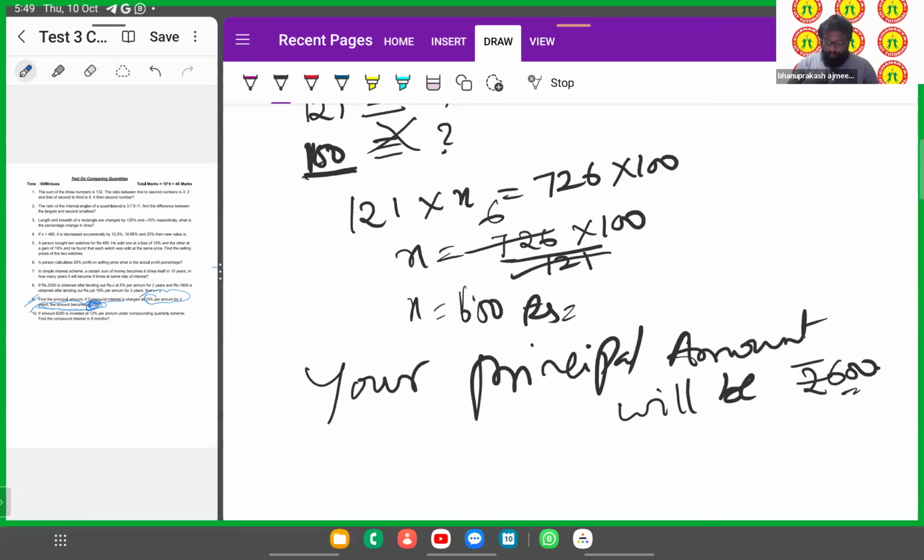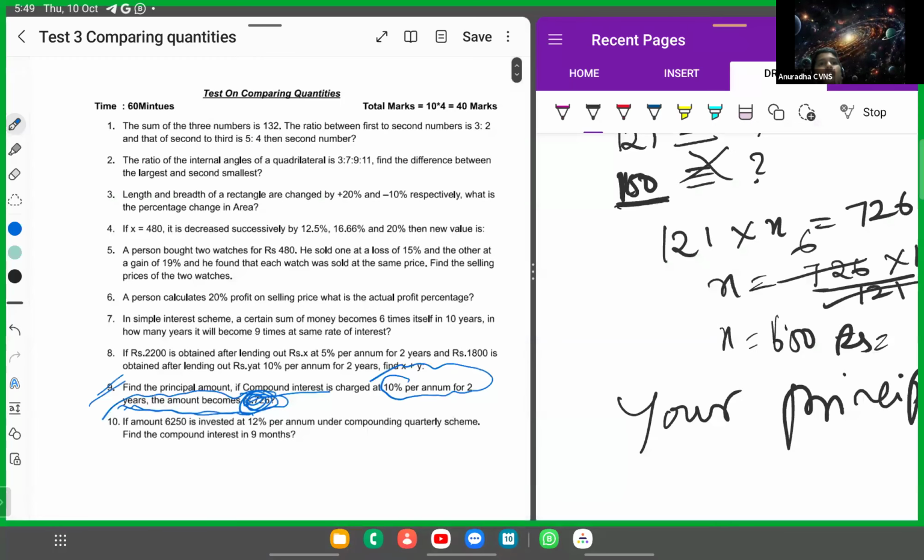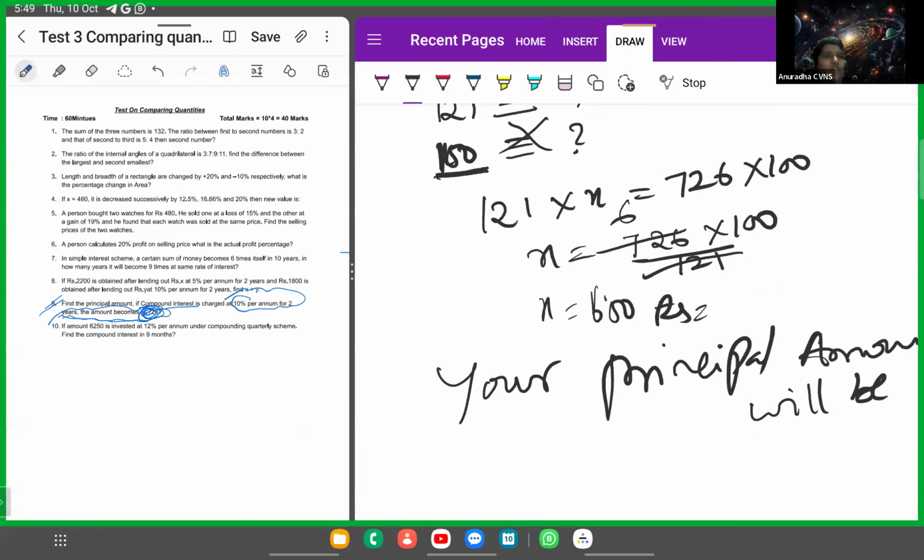Okay. So shall we move on to the next question? Sir, I have a doubt. Yes, Pranava, yes. Sir, my doubt is why we equated 121 to 720. Why we equated? Very good question.